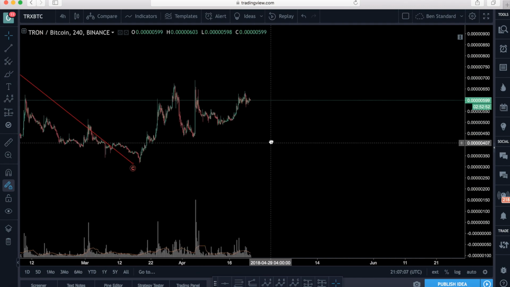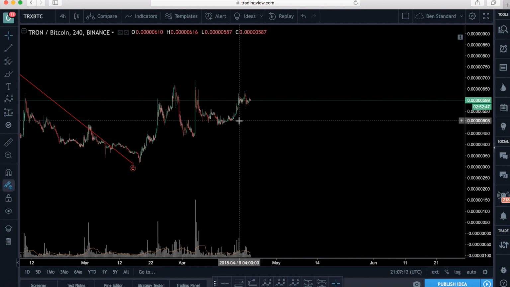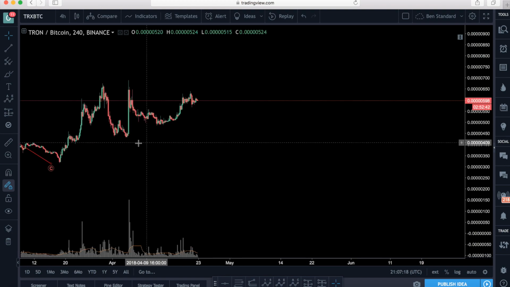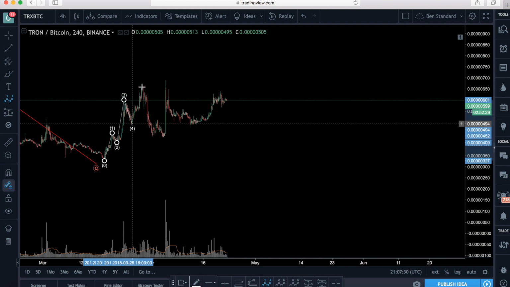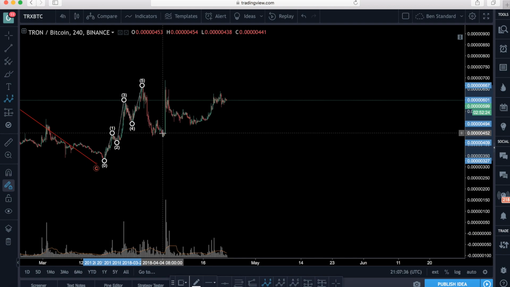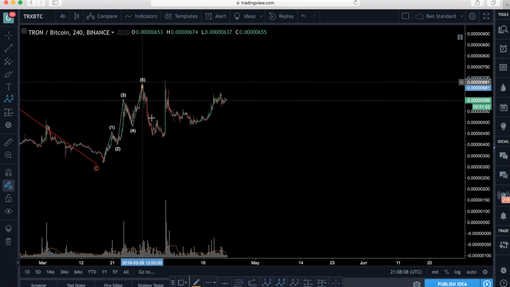What I see here is that we've finished a first Elliott wave, and now we're completing a second Elliott wave. First I'm gonna count the first 5 subwaves. It would look something like this, I think. And then we have an ABCDE forming.